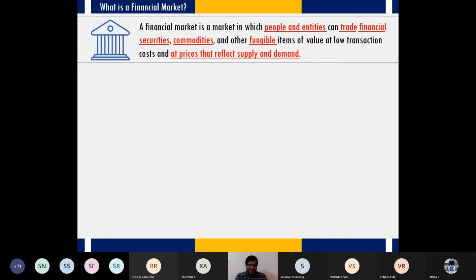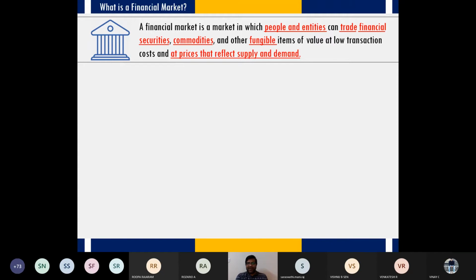In fact, we are not studying the other components in your syllabus. We don't study commodities and other fungible items, and that's perhaps why the subject has also been named securities market operation. So a financial market is an avenue in which people and entities trade. What exactly do they trade in?